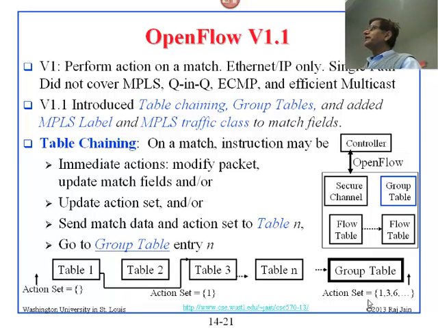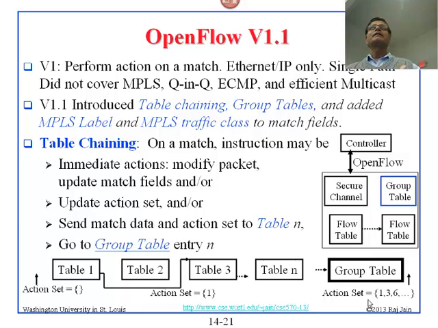So basically, previously you had one table, you matched against it, and if you matched with any entry, you did the action and you got out. With that, you cannot handle multiple labels, because after the first label, you have to match the second label. So you have to go back to the table again. So that's why they have these multiple tables.